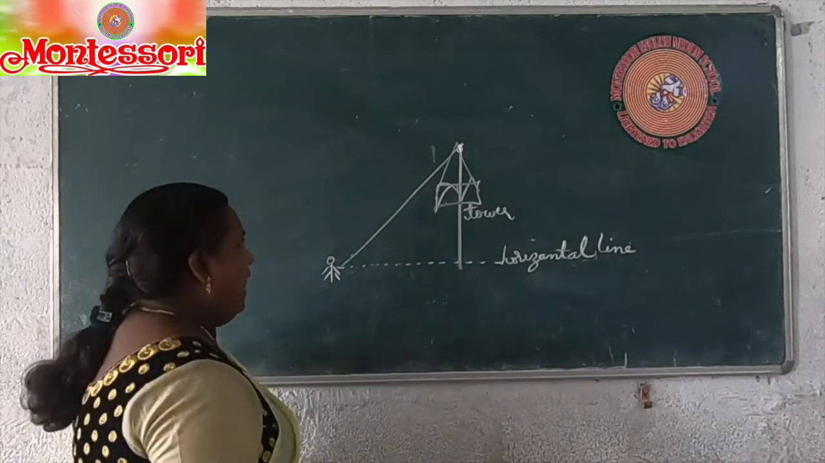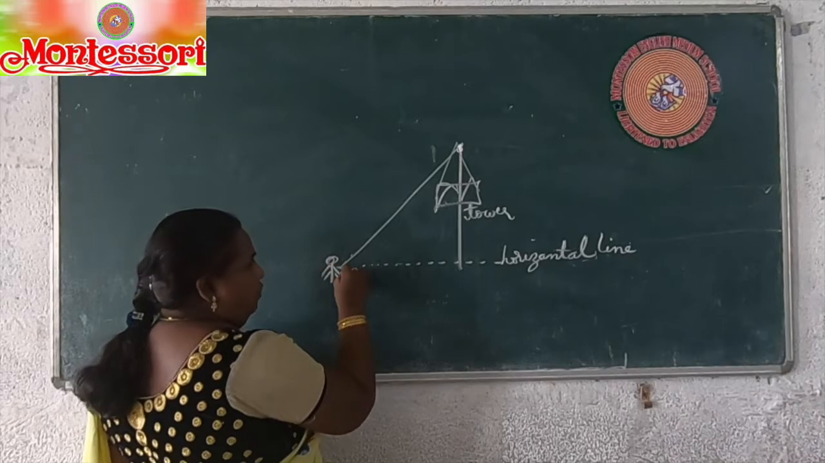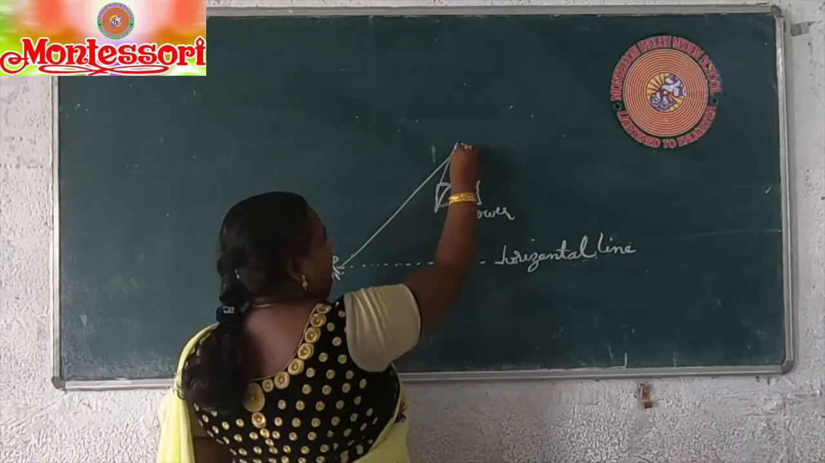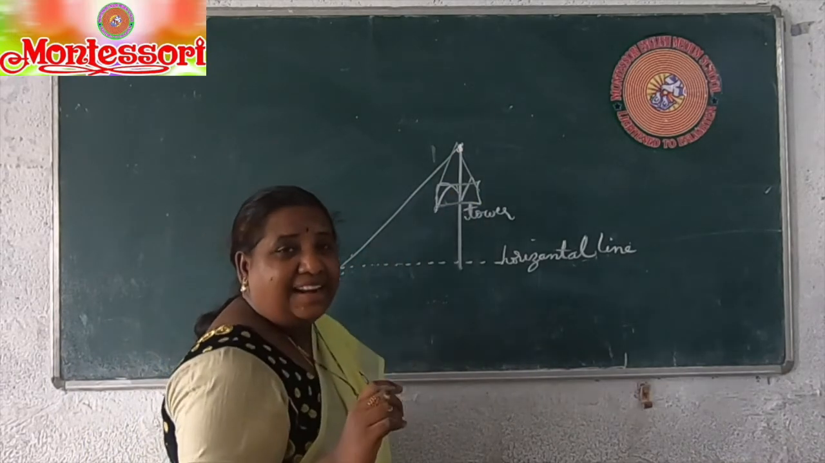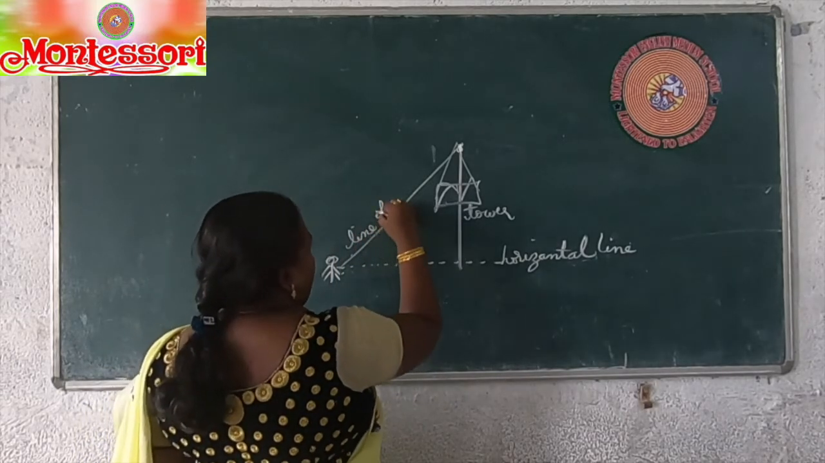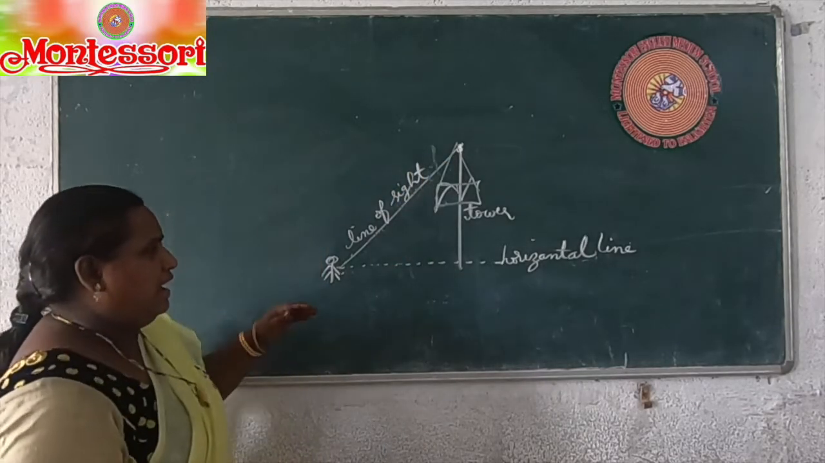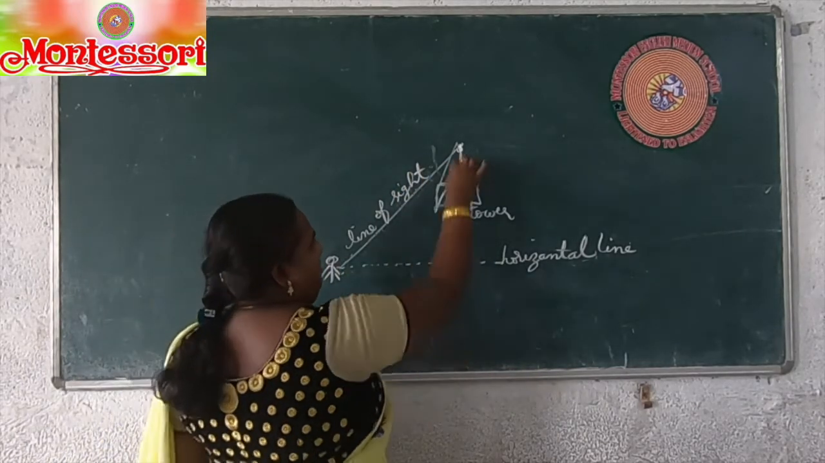And if you imagine a line from the eye of the observer to the top of the tower, that is called the line of sight. This is the horizontal line and this is the tower.